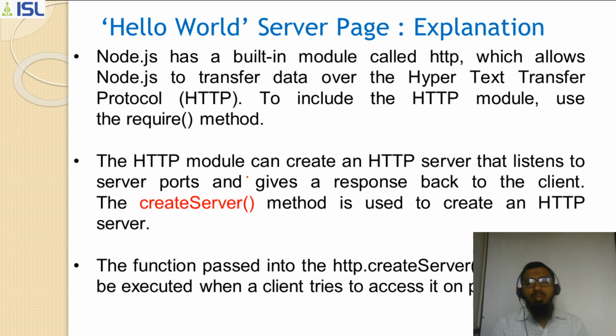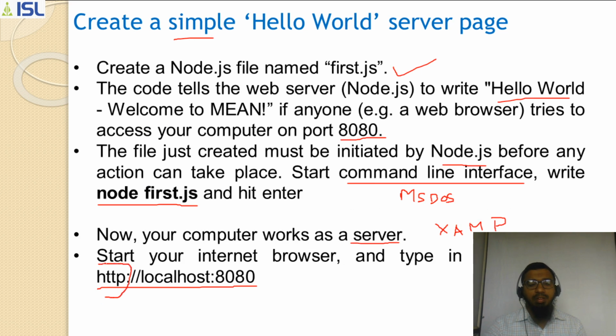Node.js has a built-in module called HTTP, Hypertext Transfer Protocol, which allows Node.js to transfer data over the Hypertext Transfer Protocol. To include the HTTP module, use the require method. Go back. Here, can you see HTTP? There are two things, HTTP and HTTPS. If it is an S here, then it is Hypertext Transfer Protocol Secure.